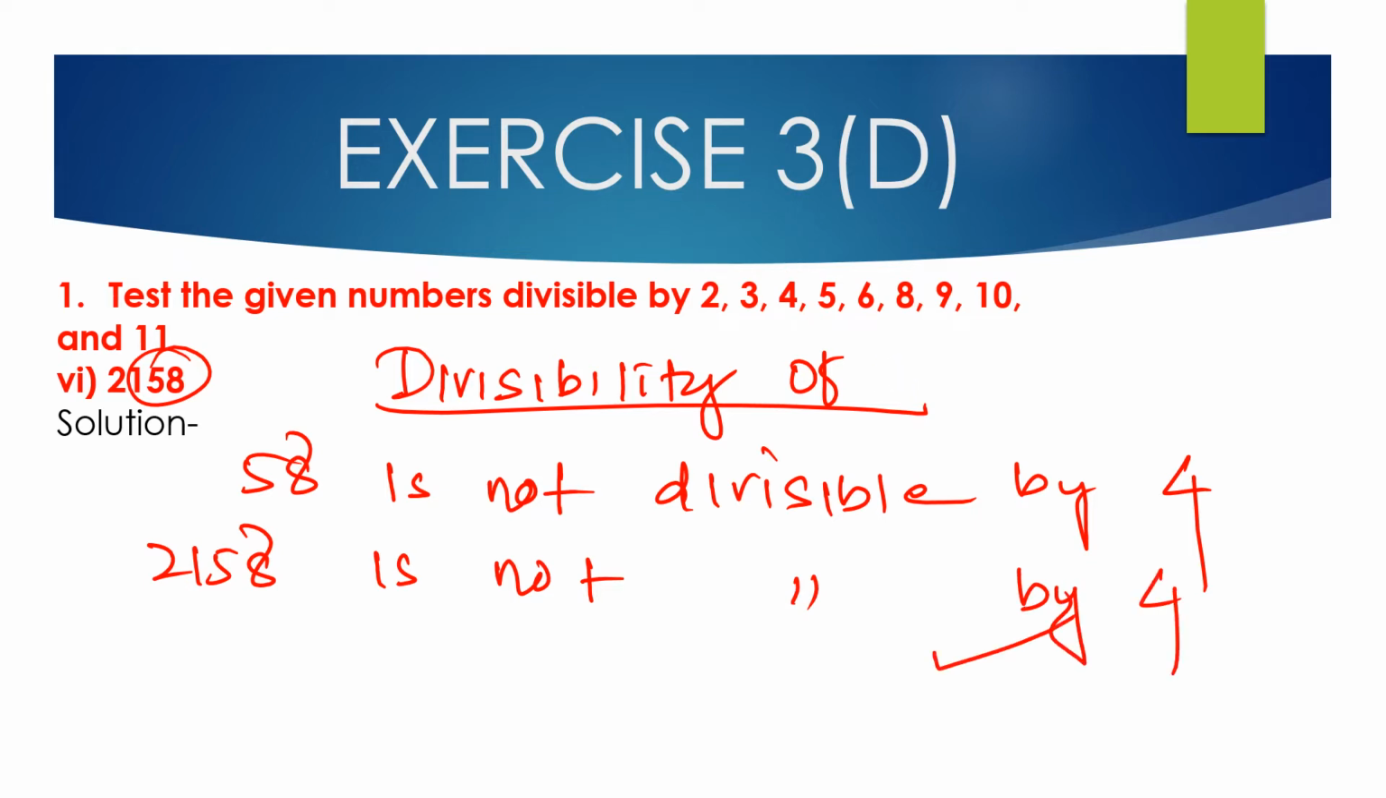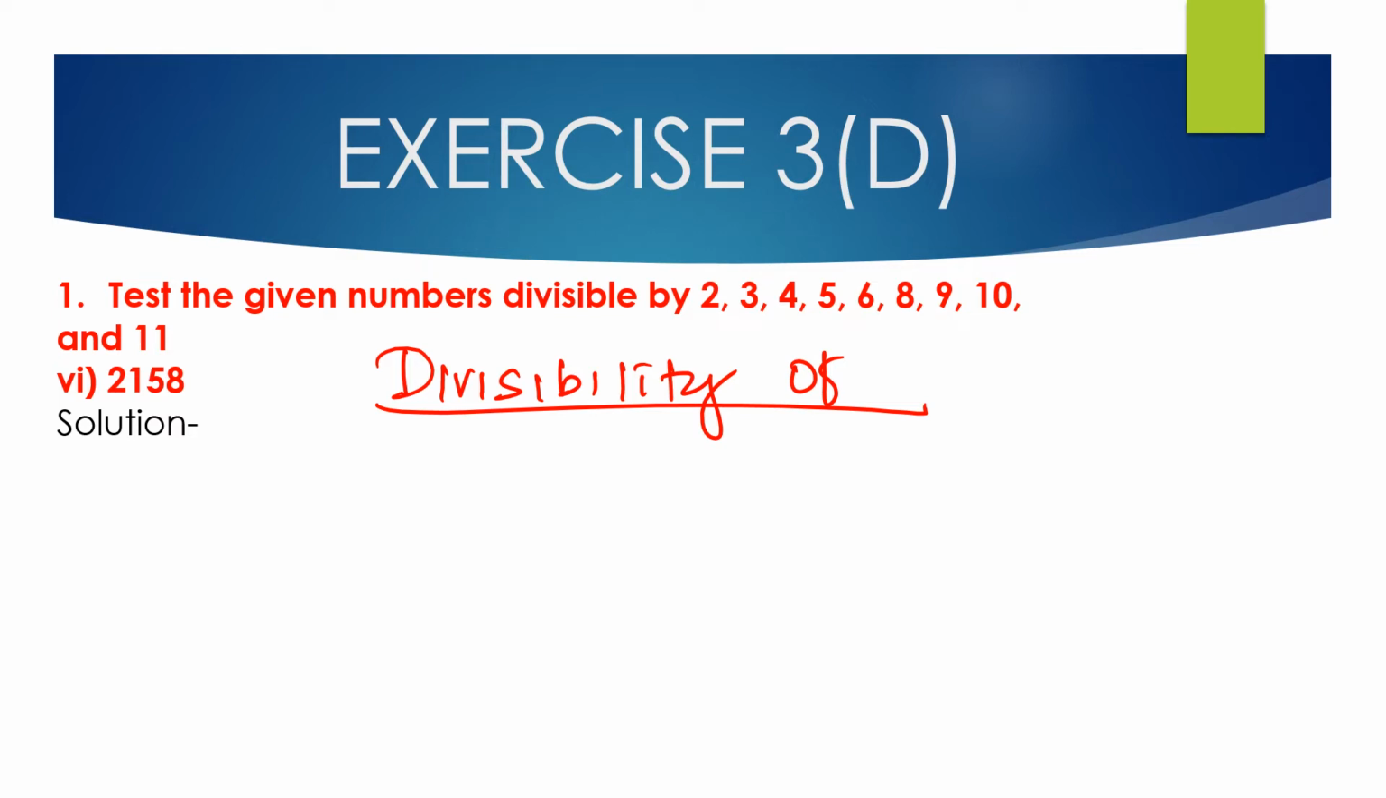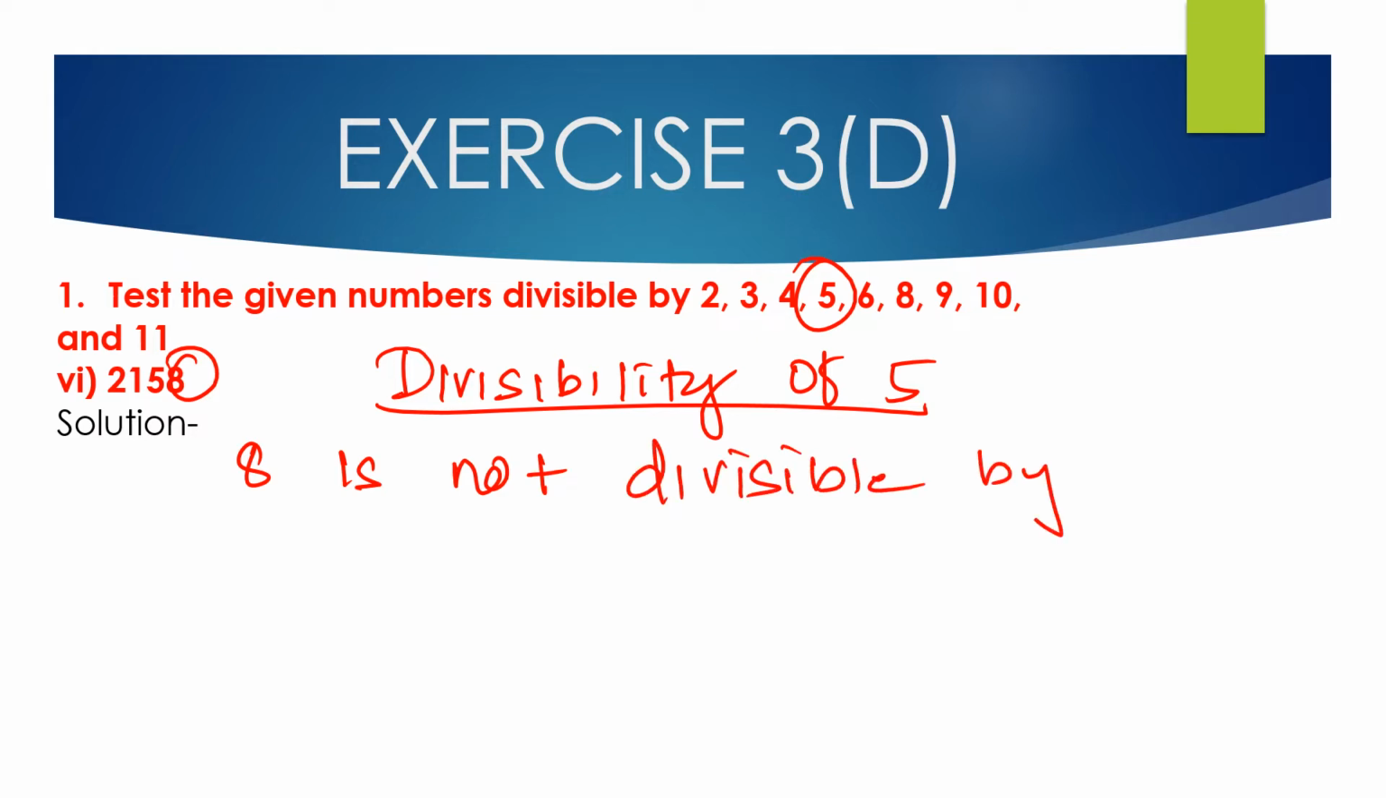Now we will check the number 2158 is divisible by 5 or not. Divisibility of 5. We know if the last digit, that is the unit place digit, of any number is 0 or 5, then the number is divisible by 5. Here the last digit of the number 2158 is 8 and 8 is not divisible by 5. So 2158 is not divisible by 5.